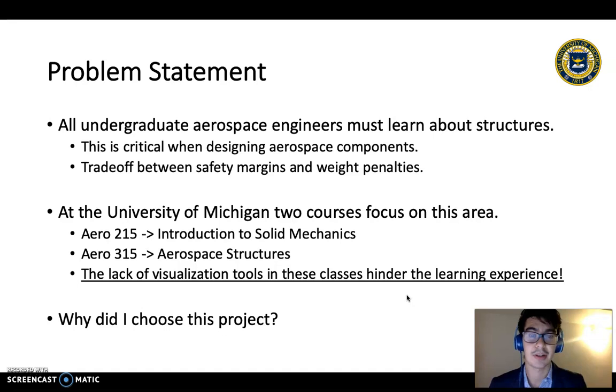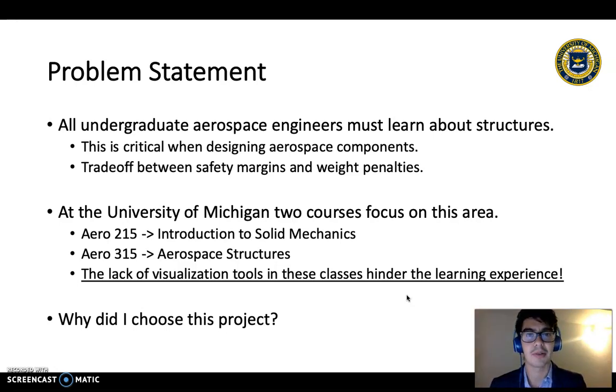But I did not only choose this project because I wanted to help students, I also chose it because I'm very passionate about education and teaching. That is one of the reasons why I'm coming back for graduate school. And also, I wanted to make good use of my computer science minor so that I could put my skills into a project that is meaningful in many different ways.